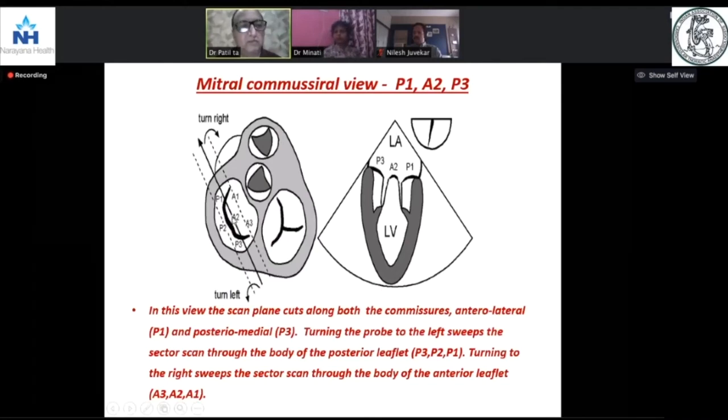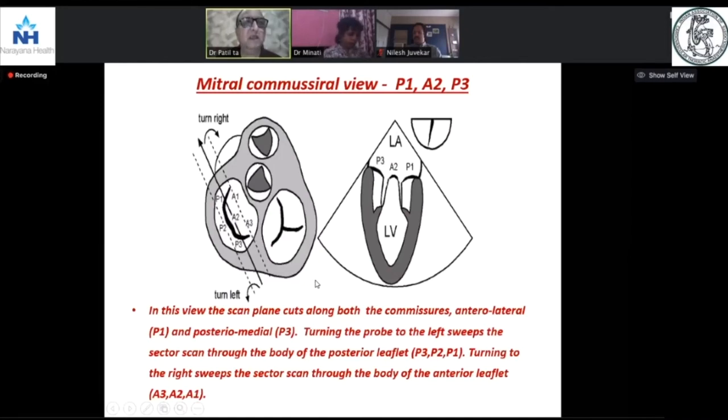Suppose from the neutral position, you rotate the probe a little bit anti-clockwise, it cuts across P1, P2, P3. The entire posterior mitral leaflet is scanned. And if you come back to the neutral position, it cuts across P1, A2, and P3. I hope everybody understood these movements of the probe, which are very important to diagnose.